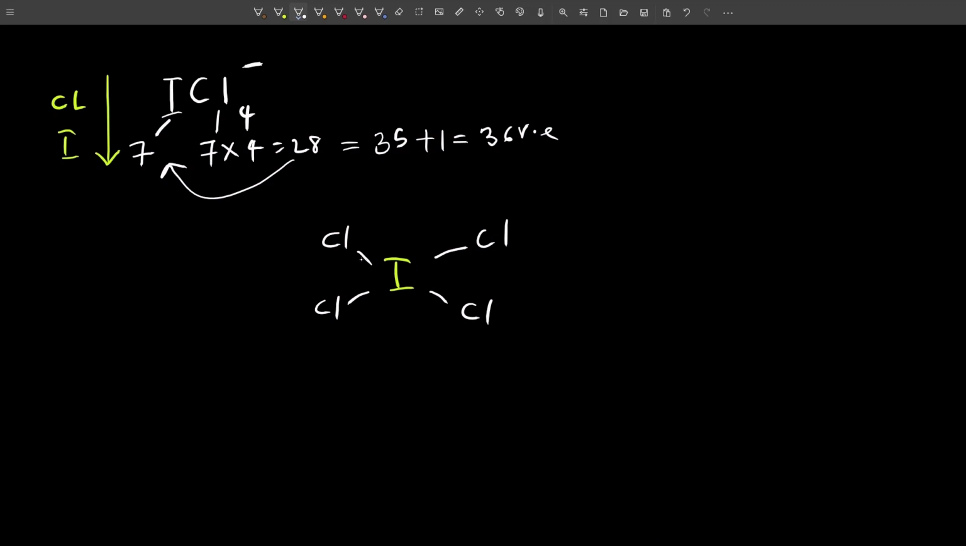So how many electrons have I used up? I've used up 2 here, 2 here, 2 here, 2 here. That's 8. Remove 8 from 36, and we are going to have 28 valence electrons.